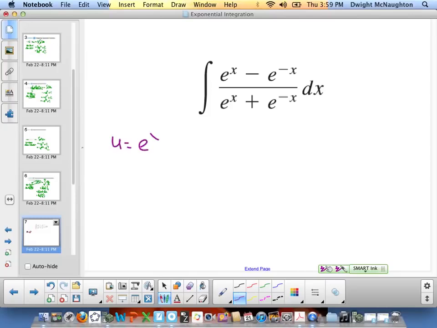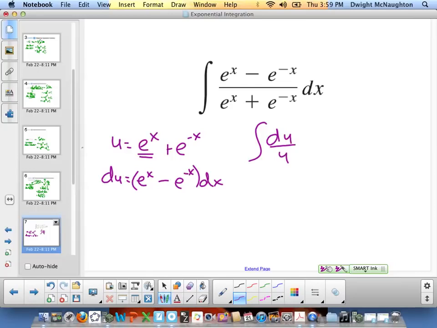u equals e to the x plus e to the negative x. And as we take our derivative of u, the derivative of e to the x is e to the x. The derivative of e to the negative x is e to the negative x times negative 1. All these will be with respect to x, all dx. And take a look how nice this works out. That ends up being the top. So we have du up top, u on the bottom. Well, du over u, the antiderivative of that is the natural log of u plus a constant.